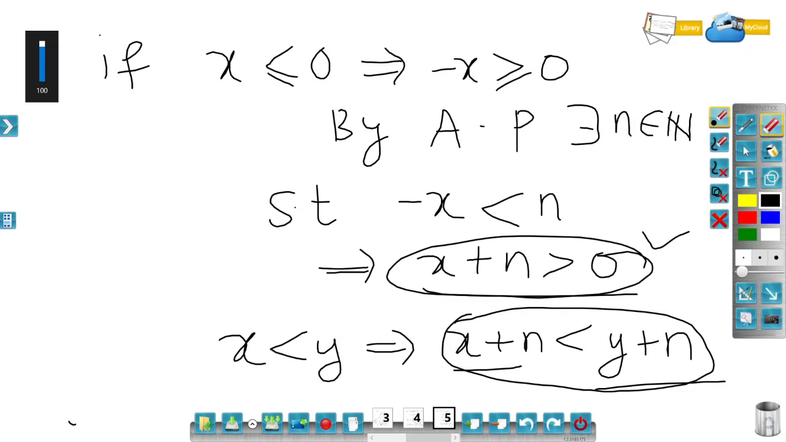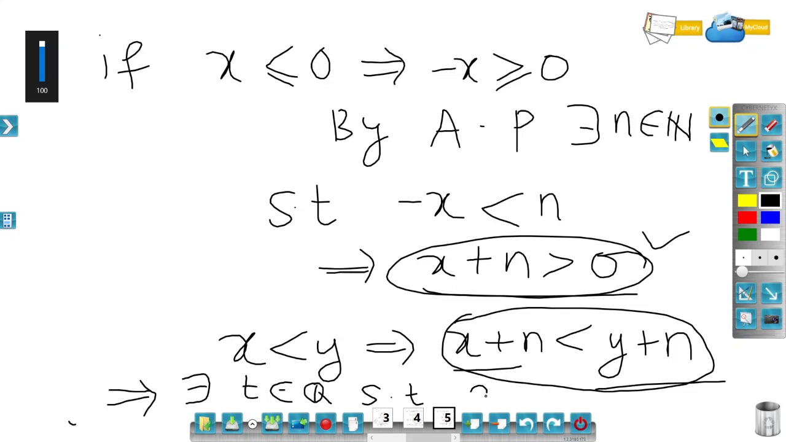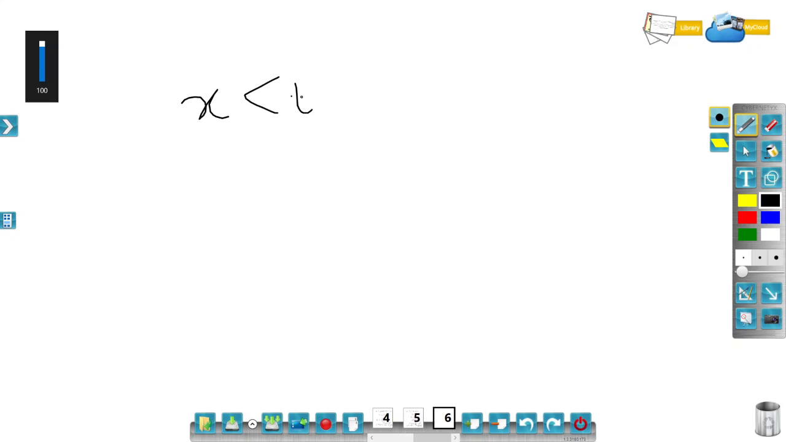By the case which we have proved just now, we can say that there exists, instead of r I will say some other number, suppose call it t, belonging to the rational numbers, such that x plus n is less than t less than y plus n. Now I will subtract n from each side. What I will get is x less than t minus n less than y.